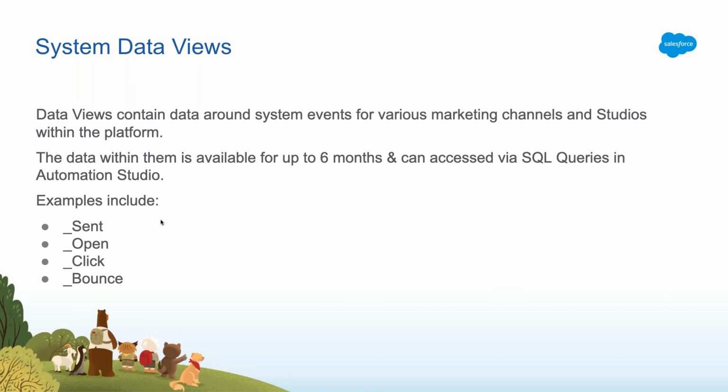So the system data views are back-end tables that contain lots of events around the various marketing channels and the studios within Salesforce Marketing Cloud. They store data for up to 6 months and can be accessed via SQL queries in Automation Studio. The data views are prefixed with an underscore, and they include sent, open, click, bounce.